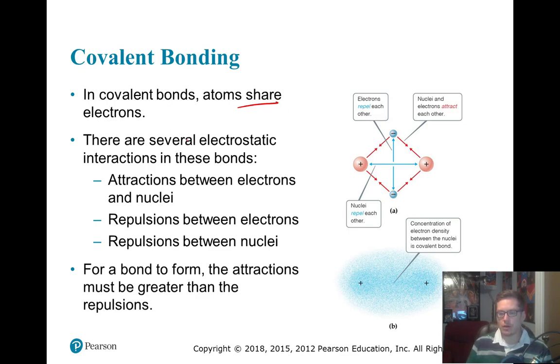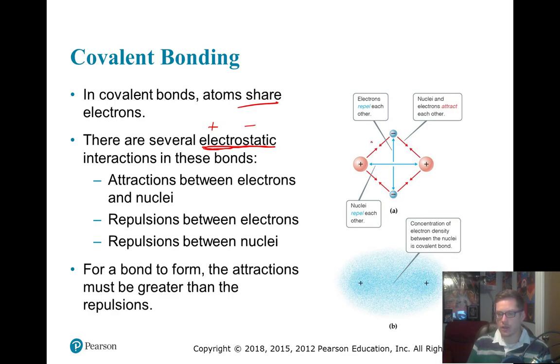Remember last time we talked about this word electrostatic. This really means that you're talking about the attraction or the repulsion between charges. Everything that has a charge is either neutral, positive, or negative. Remember, opposite charges attract, and like charges repel each other.